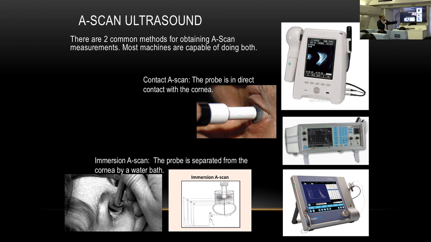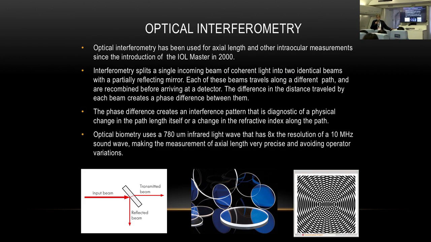And those are just some examples of different A-scan ultrasound machines there on the right. Optical interferometry, on the other hand, has only been used for ophthalmic biometry since about 1999 or 2000. And the IOL Master was the first optical interferometer.